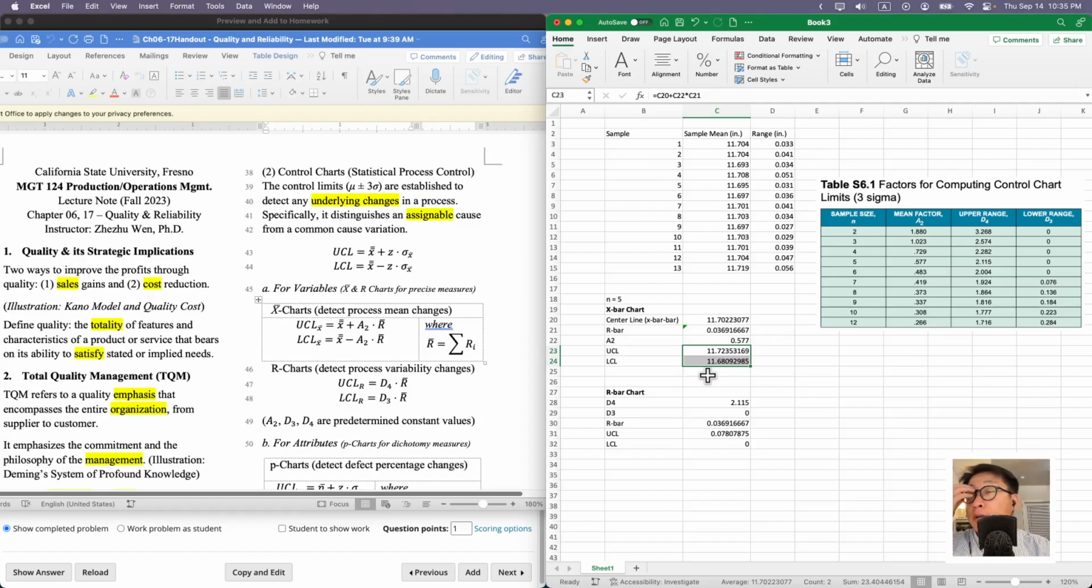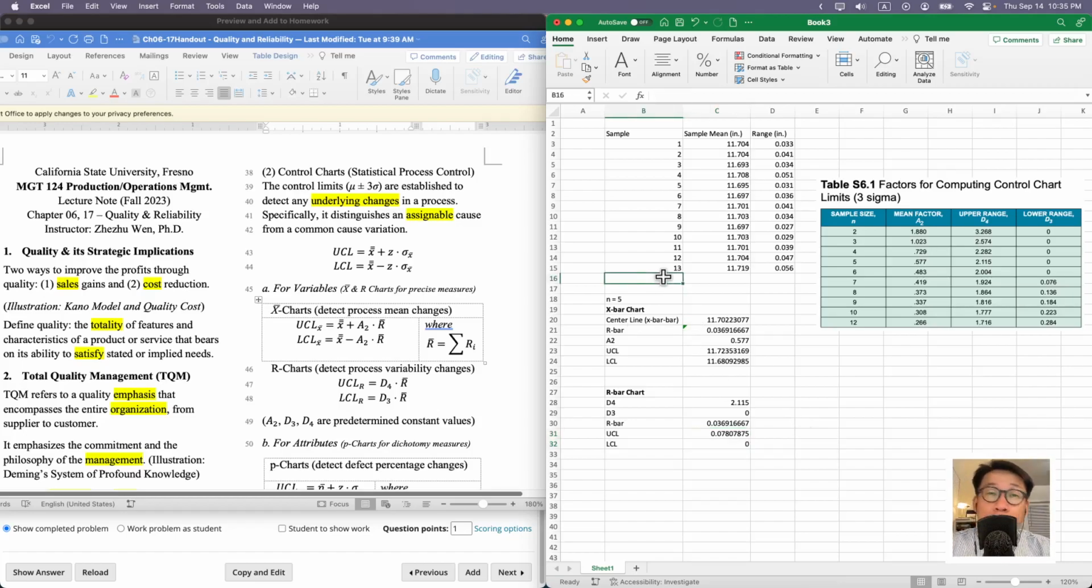Let me say it again. If you compare that sample average against the control limit and it is within this particular limit, that means your process average or process mean has not shifted, at least according to the sample result. And then you compare this against this particular range. It's within this range. That means your process standard deviation, or variability, has not changed.